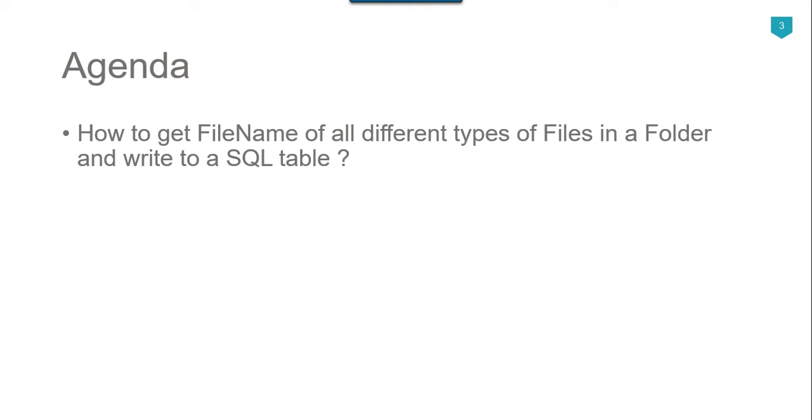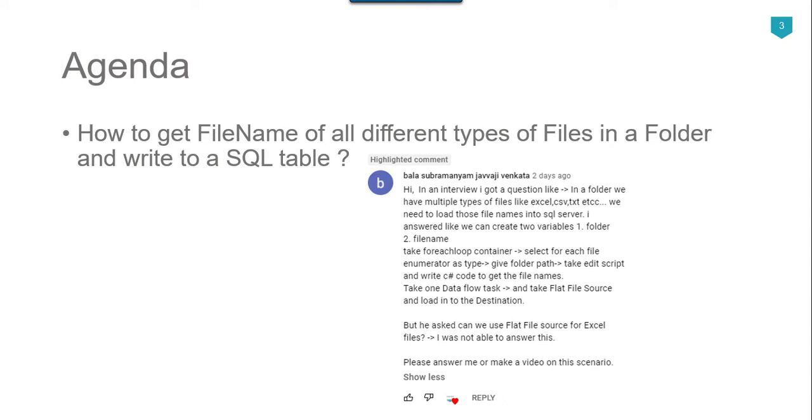The agenda of today's video tutorial is how to get file name of all different types of files in a folder and write to a SQL table. Recently I got a question from one of my subscribers, Bala Subramaniam Javaji Venkata. In an interview he got a question like, in a folder we have multiple types of files like Excel, CSV, TXT, etc. So we need to load those file names into SQL Server.